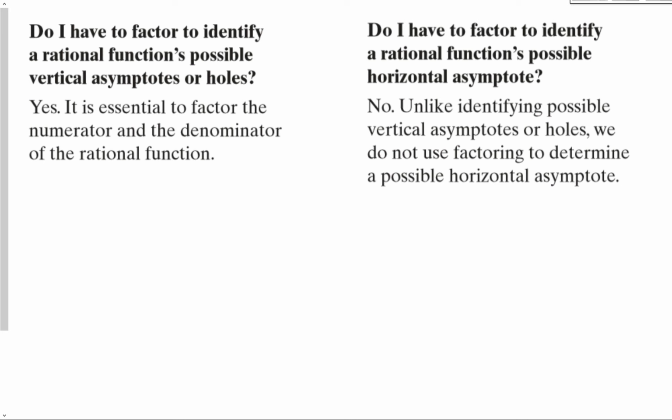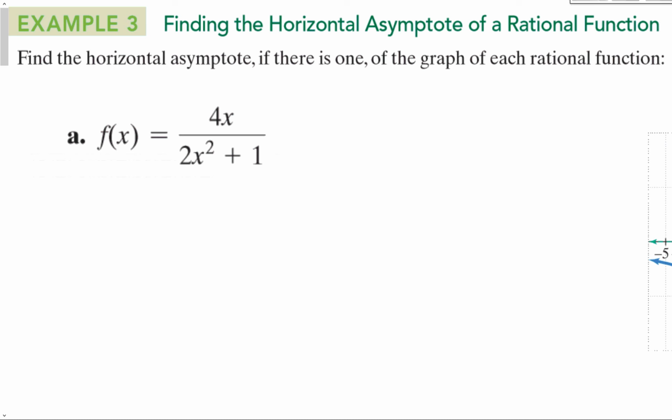Do you have to factor to identify a rational function's possible vertical asymptotes and holes? Yes, of course. You must factor to see what cancels and to find the zeros of the function. Do you have to factor to identify a possible horizontal asymptote? No, because we want to compare the leading coefficients, and that's harder to do when it's factored. So, find the horizontal asymptote, if there is one, on the graph of each rational function.